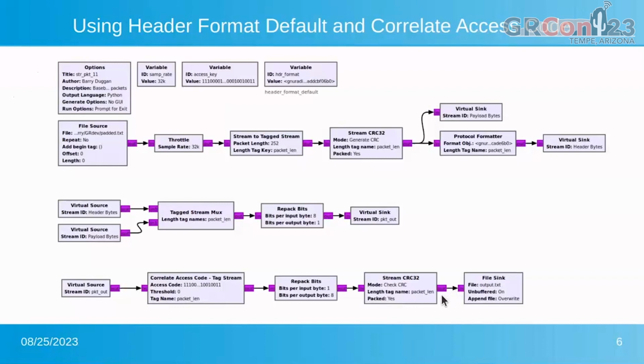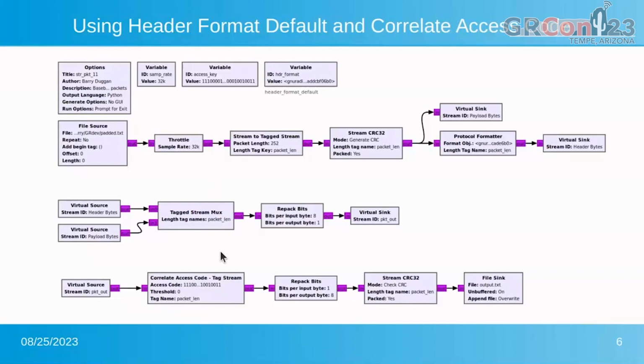So along the way, I wrote another tutorial for packet processing. And in this approach, I had a file source feeding a stream to tagged stream and CRC, protocol formatter, and so forth. The protocol formatter uses a header format default, which includes an access key and packet length key twice.